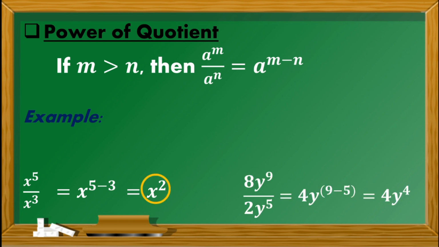Ima-minus lang natin. Another example, 8y raised to 9 over 2y raised to 5 equals, so dahil tayo merong dalawang number dito and pwede naman natin siyang i-divide, so i-divide natin. 8 divided by 2 equals 4, and then y raised to, minus natin or subtract natin yung kanilang exponent. Y raised to 9 minus 5, exponent sa taas minus exponent sa baba, equals 4y raised to 4. 9 minus 5 is 4, so yun yung ating sagot, 4y raised to 4.